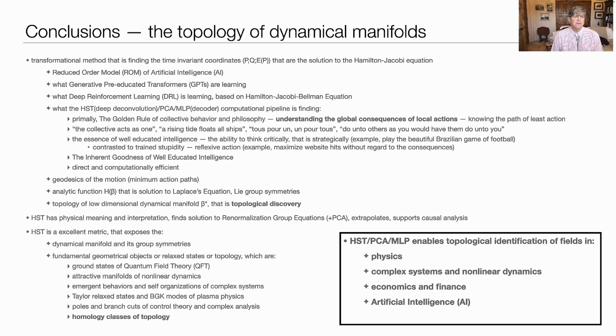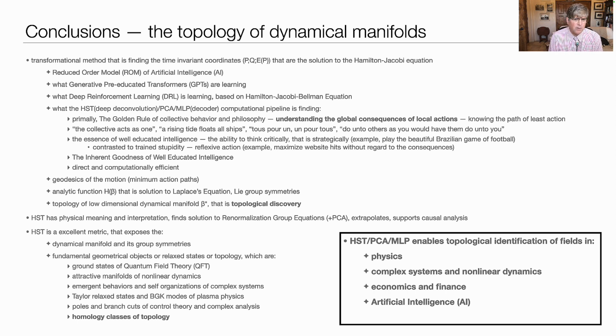This is really at the essence of well-educated intelligence. It's the rule, the identification, that needs to be fundamentally embedded in the pipeline that we talked about here, in terms of GPTs, reduced order models, and deep reinforcement learning. It is what makes something intelligent: the ability to understand the global consequences of local actions.